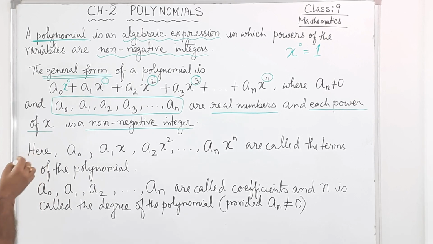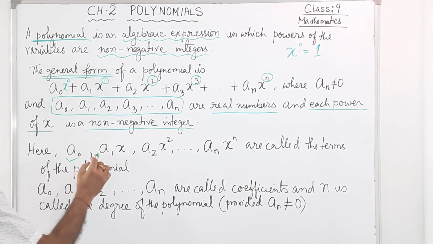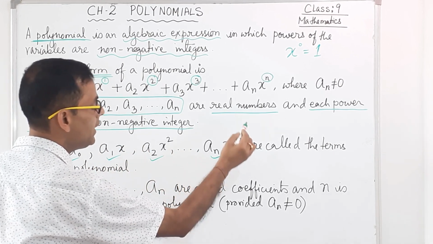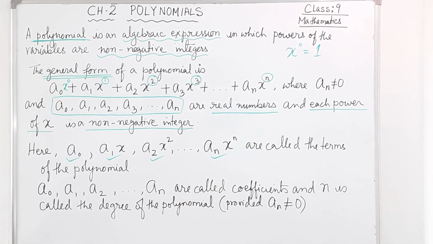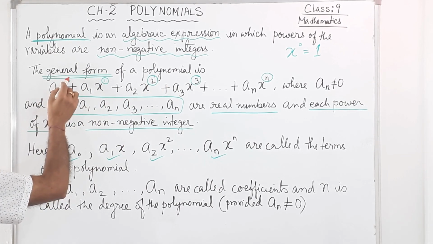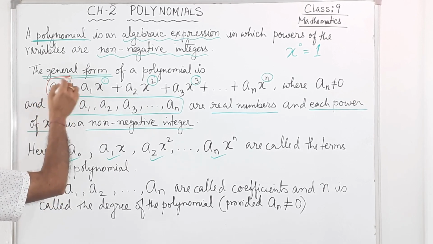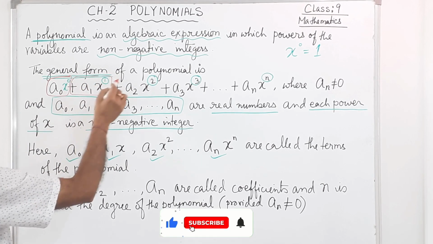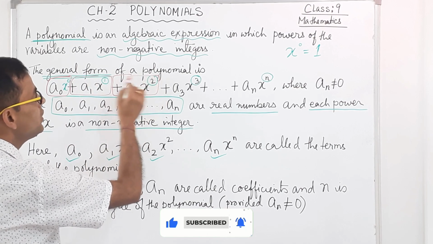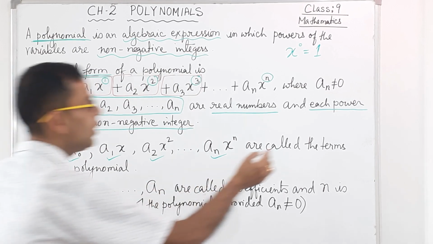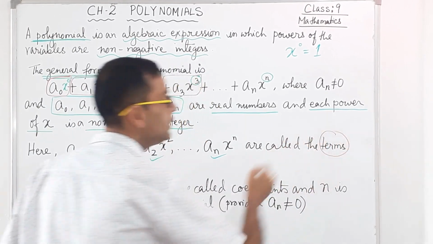Now, what have I written? a0, then a1x, a2x square, an x to the power n. What are these things? Let me highlight. You can see this general form. Before this plus sign, this part is there. Then again another part is there. Then again another part is there. So these are parts. These parts are known as terms.